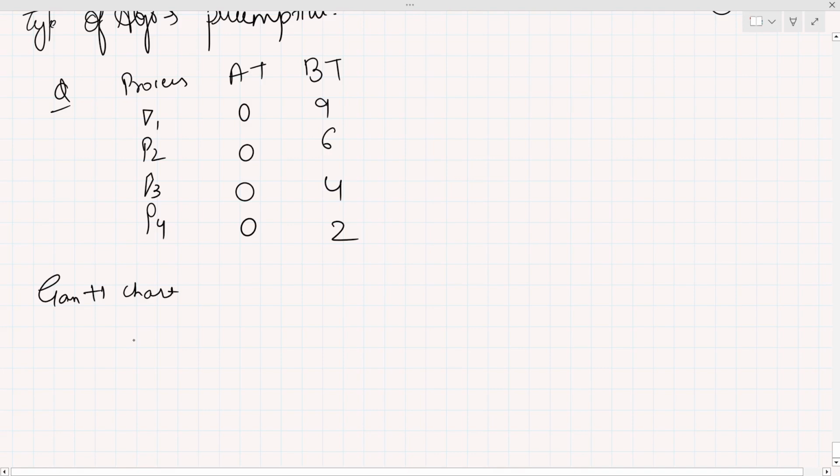What happens when the scheduling algorithm is of preemptive type? You have to make one extra column for the calculations of the burst time, so 9, 6, 4, 2. Why do you have to do that? Because it makes clear what the latest value of the burst time is.